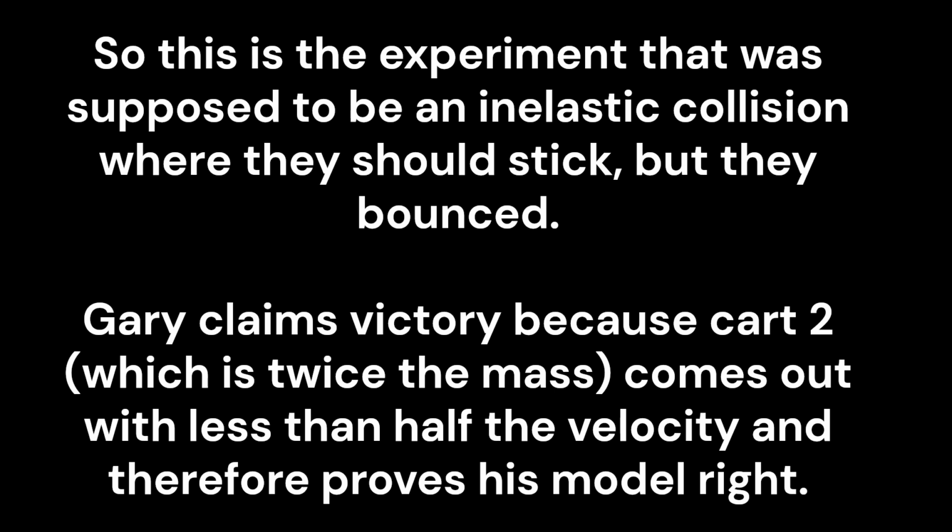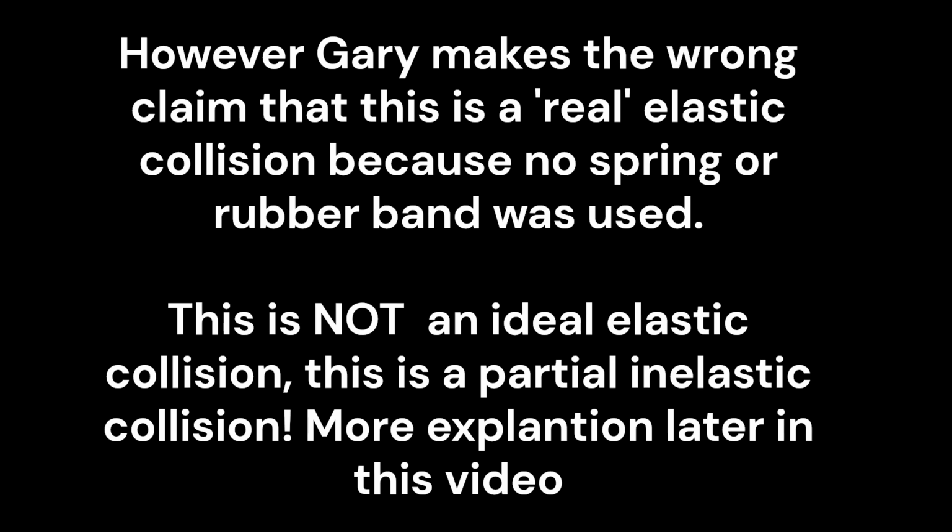they bounced. Now Gary claims victory because car 2, which is twice the mass, comes out with less than half the velocity and therefore it proves his model right. However, Gary makes the wrong claim that this is a real elastic collision because no spring or rubber band was used. And no, this is not an ideal elastic collision. This is a partial inelastic collision. More explanation later in this video.